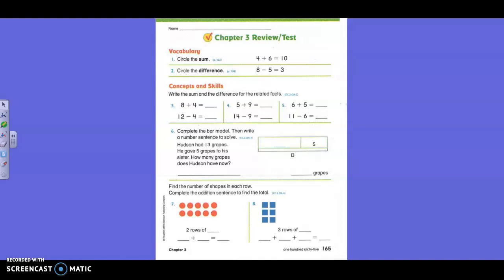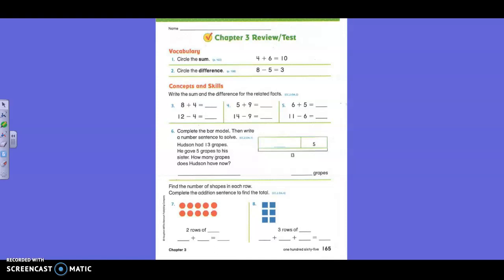Complete the bar model. They give you the big number and a small number. So add Hudson's name in here. Write how many grapes he has. You have to add the answer, but you are also writing the number sentence. When you find out that number, you can write that in your number sentence. Or you can just make a box and then put it in the box later.